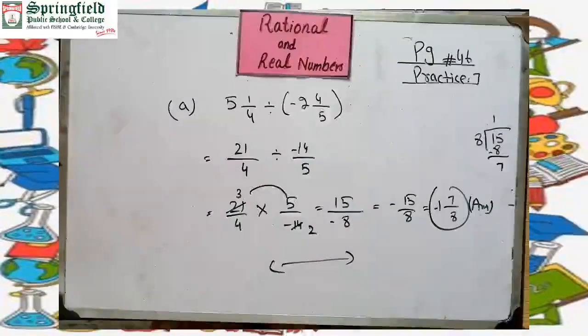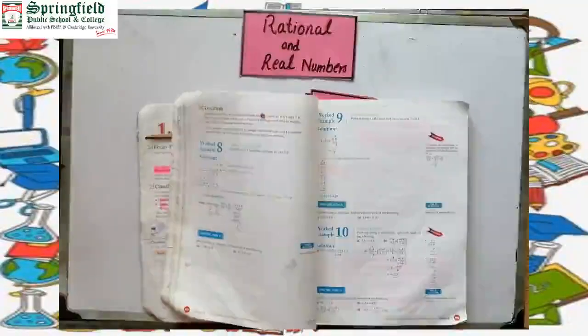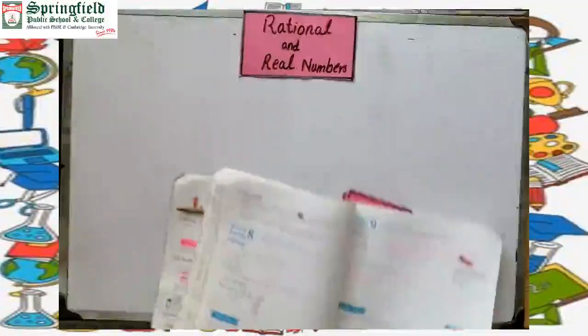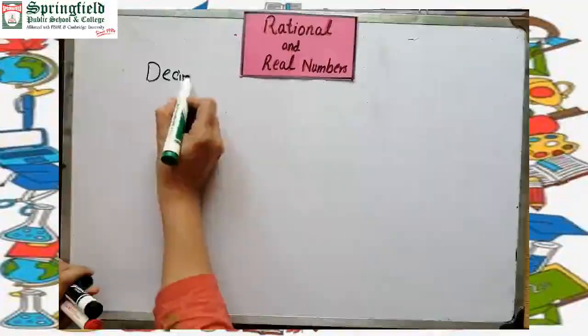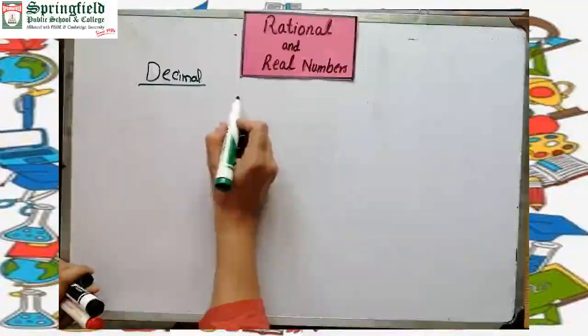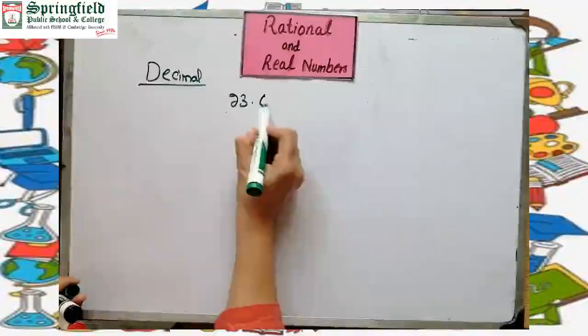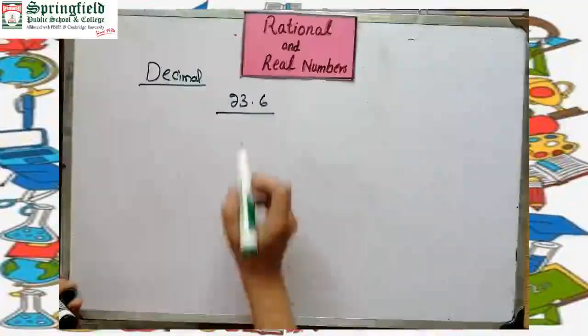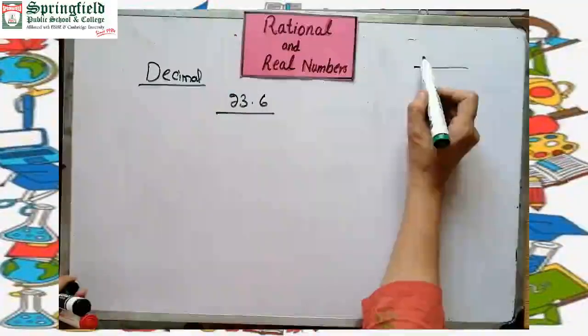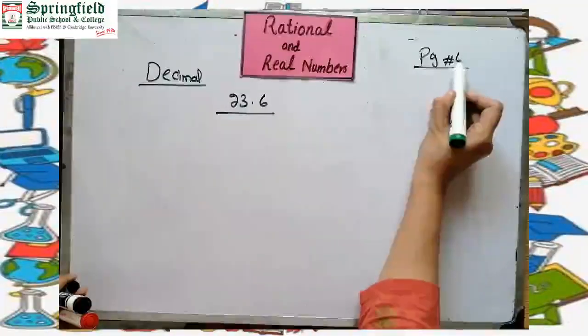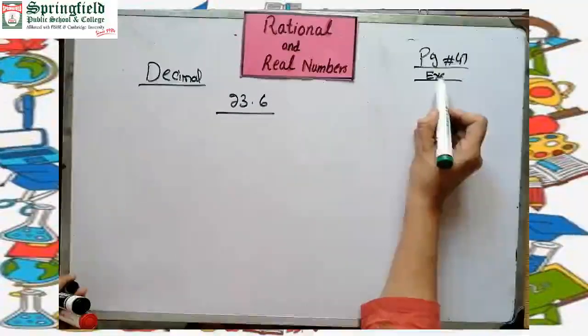Now come on to the new topic, and the new topic is decimal numbers. Beta, as we know, a number that has a decimal point is called a decimal number, like 23.6. Now they are saying how we can add, multiply, subtract two or more decimal numbers. So, example 8, page number 47.